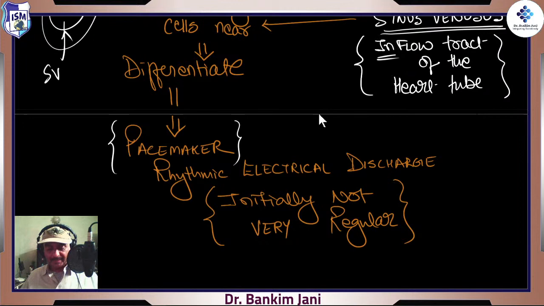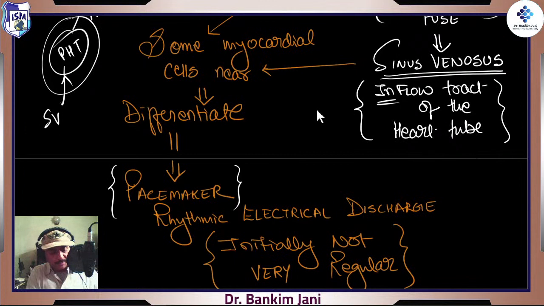So far, we have formed even this pacemaker. So this dot is the pacemaker. This much is formed. But still, this entire thing is just like a tube. Now, this whole tube would bend. See, this is what you have to understand. This whole tube would bend.